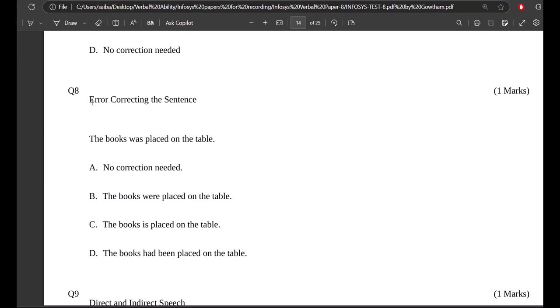Next one. The books was placed on the table. Again, the books is the subject here. So the plural verb. The books were placed on the table.